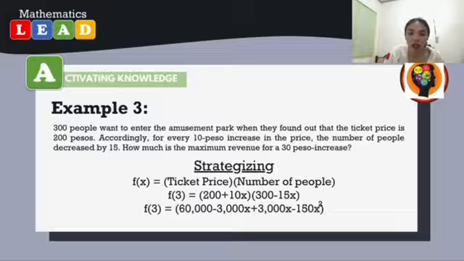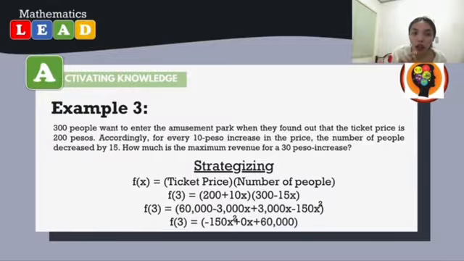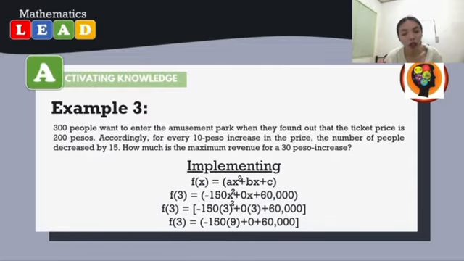We're going to rearrange this in the general form. So we're going to have f of x is equals to negative 150x squared plus 0x. As we can see, it's both 3,000x, so we're just going to cancel it and we're going to have 0x and the 60,000 as a constant. Okay, let's implement the formula. Again, we have the general form of f of x is equal to ax squared plus bx plus c, which is a quadratic polynomial function. And f of x is equals to negative 150x squared plus 0x plus 60,000.